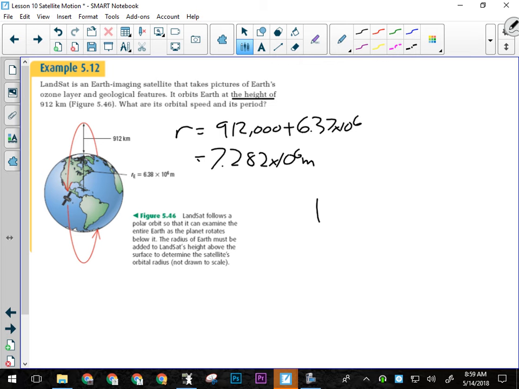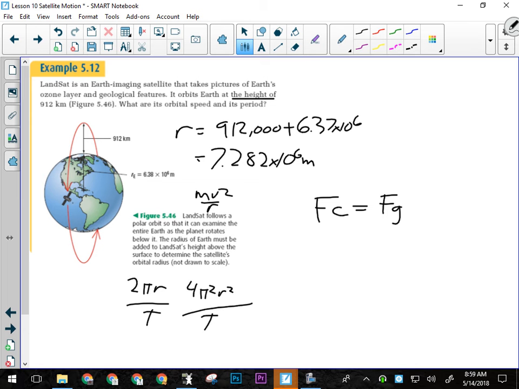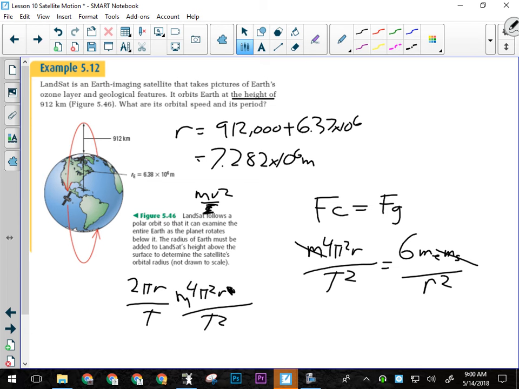So we're going to set this up as FC equals FG. But instead of using mv squared over r, I'm going to substitute in for v the formula 2 pi r over T. But it's got to be squared, so that'll be 4 pi squared r squared over T squared. When I do that, one of the r's is going to cancel off with the r on the bottom. So I'm going to have m 4 pi squared r over T squared equals big G times the mass of the Earth times the mass of the satellite over r squared. We know the mass of the satellite is going to cancel off both sides.